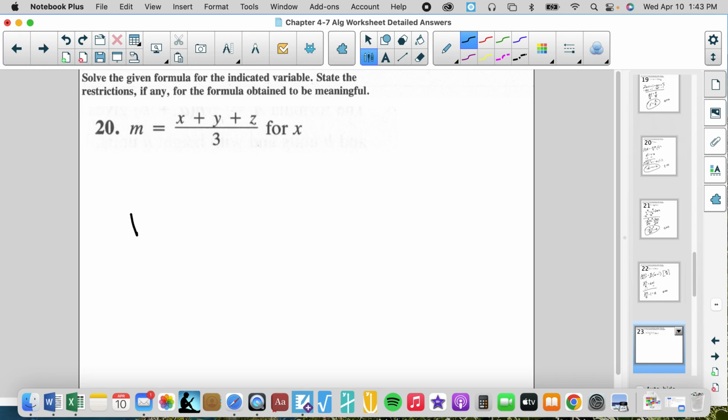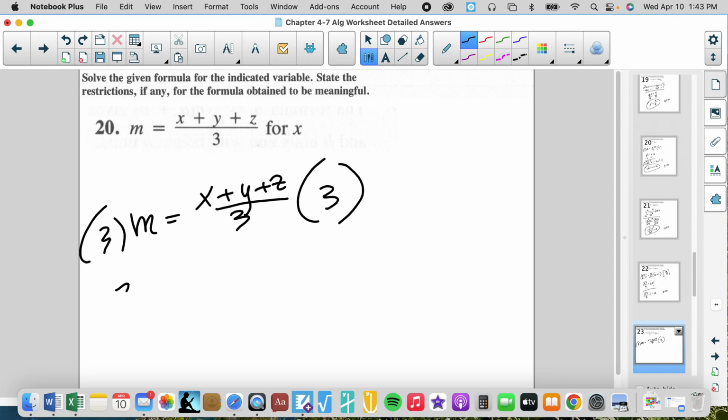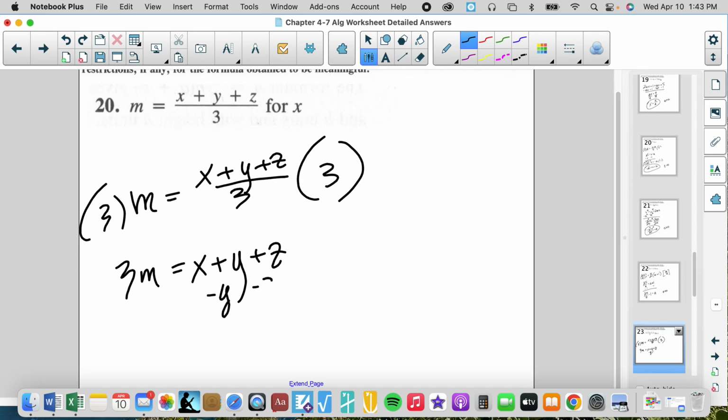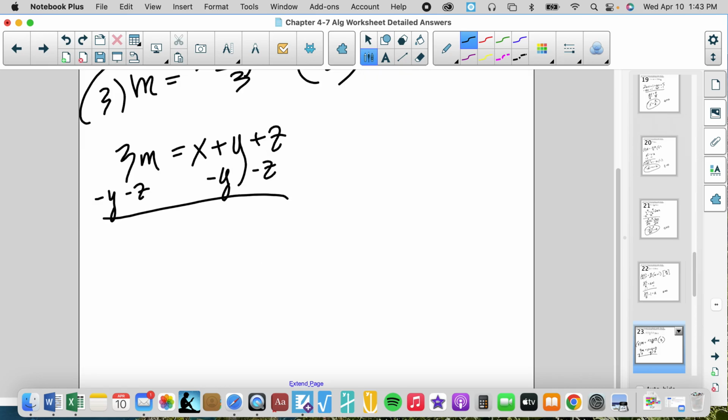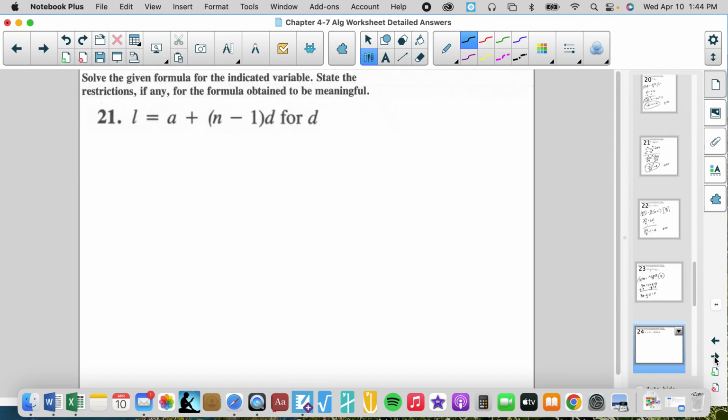Another good one. M equals X plus Y plus Z over 3. Let's get rid of that 3 in the denominator by multiplying by 3. 3M equals X plus Y plus Z. Now it's super easy. We can subtract Y and subtract Z. We can do it at the same time. That is viable. We get 3M minus Y minus Z equals X, and there are no restrictions.